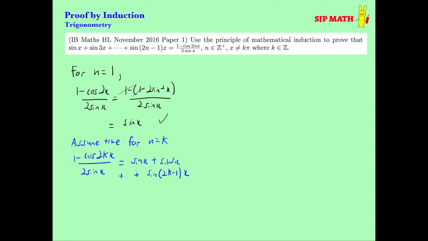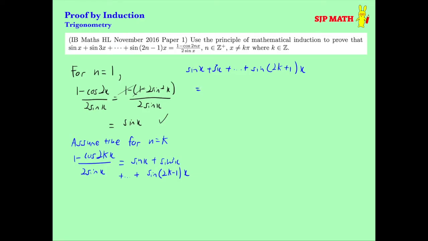So we're assuming this is true for n equals k, and we want to show that if this is true, then it will be true for n equals k plus 1. So we want to show that sine x plus sine 3x all the way up to sine (2k minus 1)x plus sine (2k plus 1)x equals (1 minus cosine (2k plus 2)x) over 2 sine x. We're going to start with the left-hand side first.